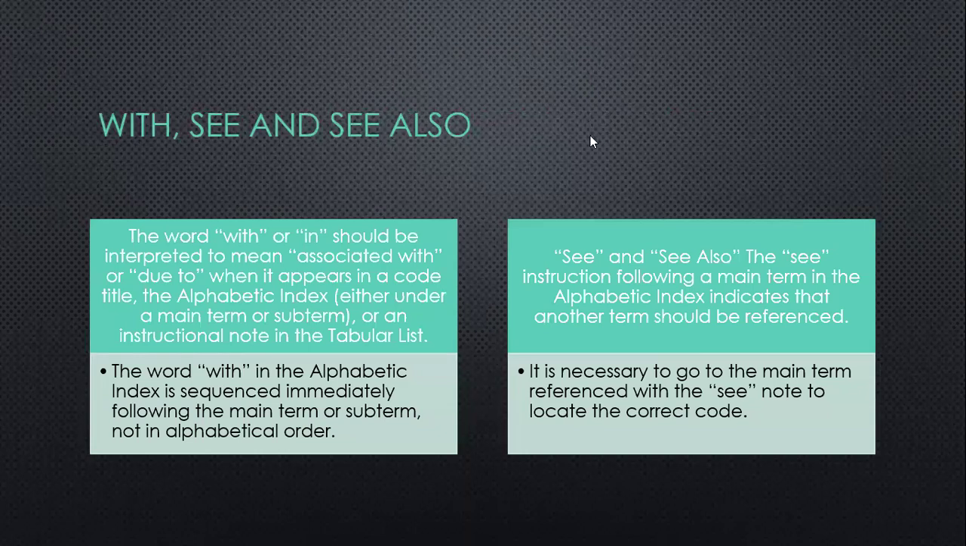So now let's talk about with and see and see also. So there's some distinction here. The word with or in should be interpreted to mean associated with or due to when it appears in the code title. Okay, so if your provider says hypertension with chronic kidney disease or chronic kidney disease with hypertension, however they want to state it, it is telling you it's associated with or due to.